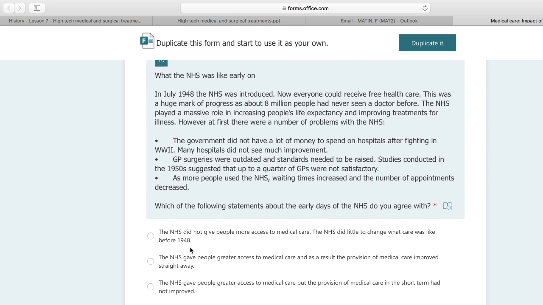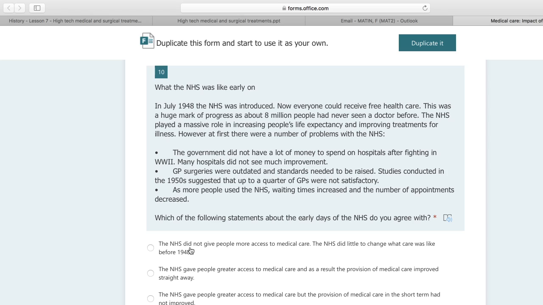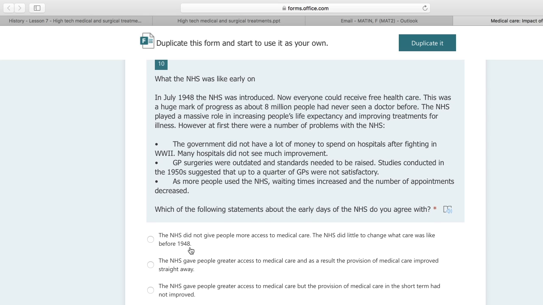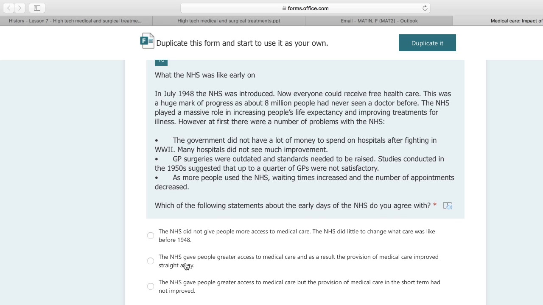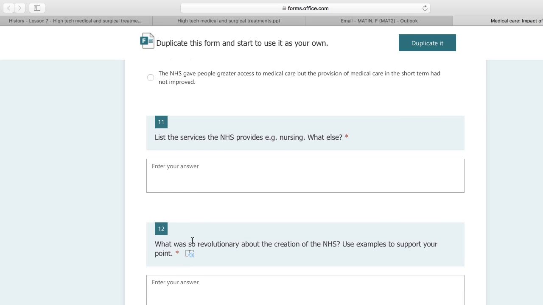Once you have finished, I would like you to think about what the NHS was like early on and pick a statement to reflect that. List the services that the NHS provides now, so nursing is one. What else can you kind of get on the NHS? How do they help you? What do they make sure happens for you? Think about from the day you are born, or even before you're born, how does that help mothers? And then all the kind of services it provides, and just list them for me.